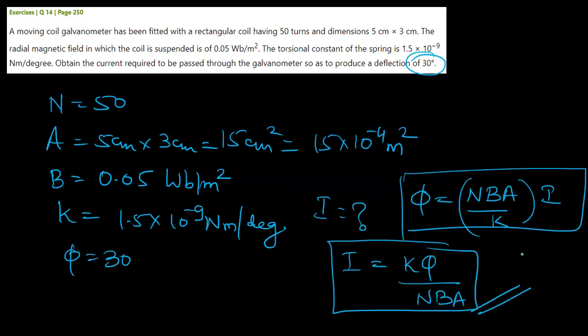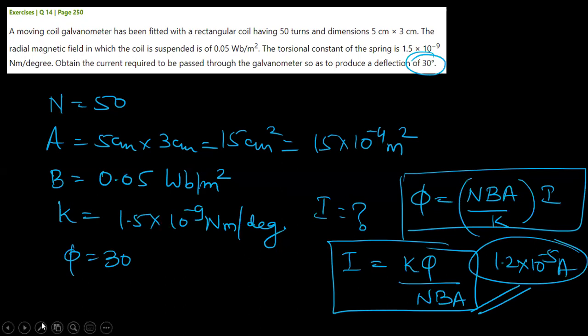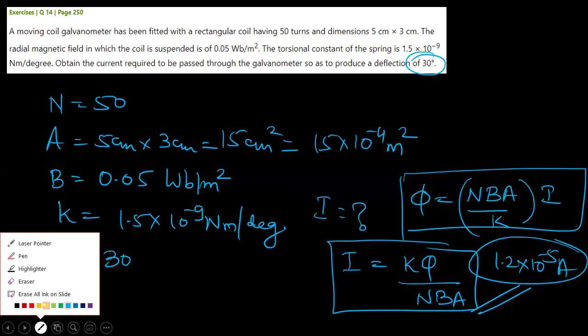So just put the values and do the calculation. You will get the value for the current. That will be 1.2 into 10 raised to minus 5 ampere. This is your answer. K value is given to you. Keep phi as 30 only. Put NBA and all the values. You will get your final answer after substitution.